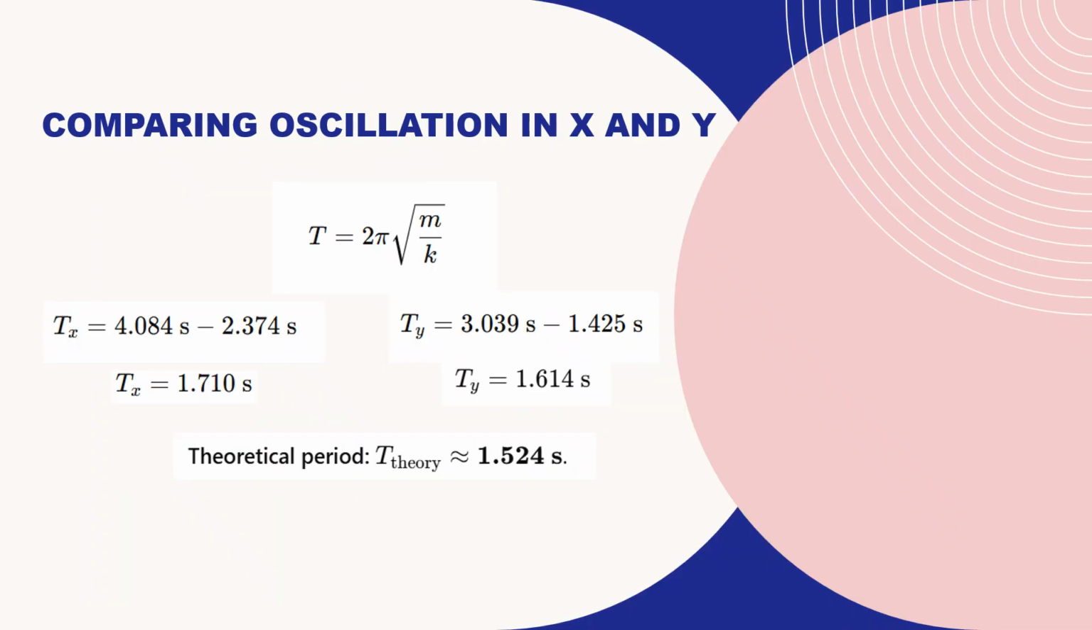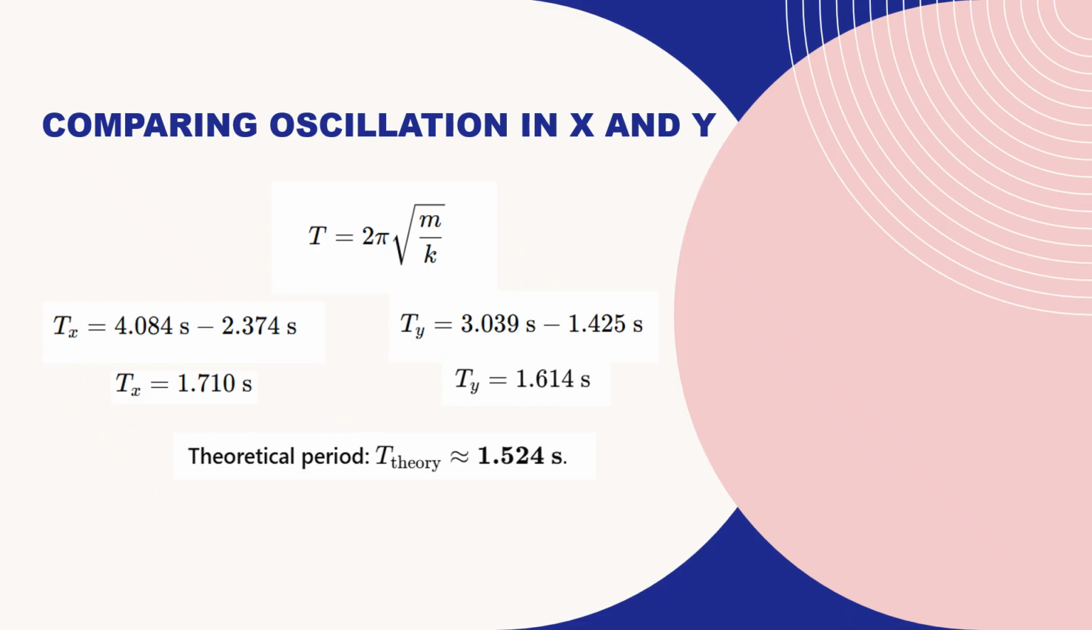From the Tracker data, I estimated the oscillation periods in both directions. The x direction period is 1.71 seconds, while the y direction period is 1.614 seconds. Using the theoretical formula T equals 2 pi times the square root of m over k, we calculate a theoretical period of 1.524 seconds.